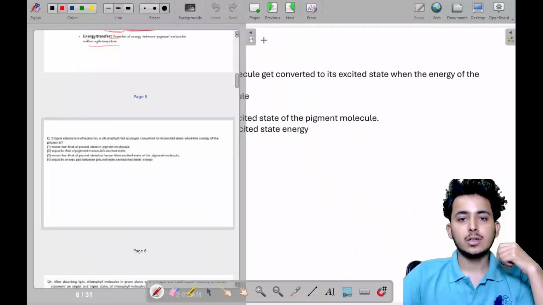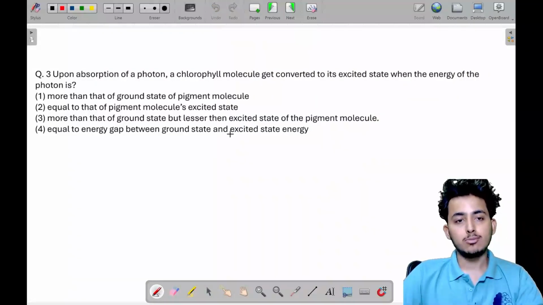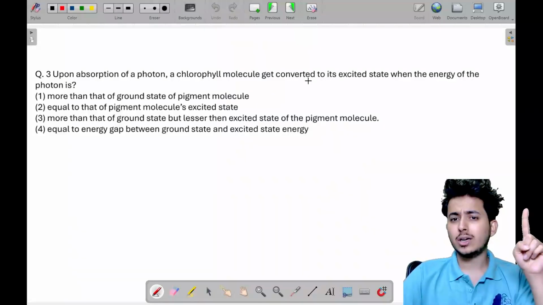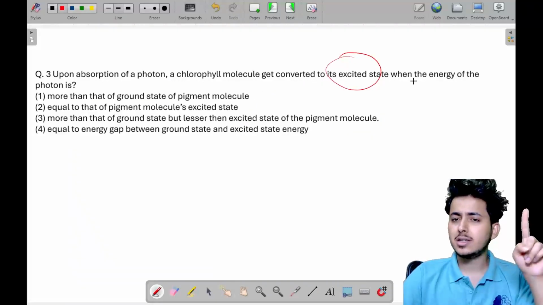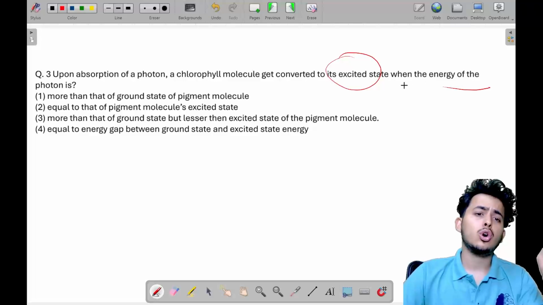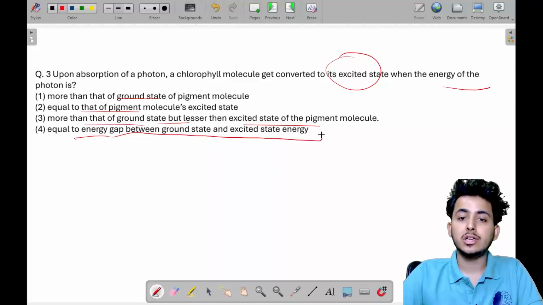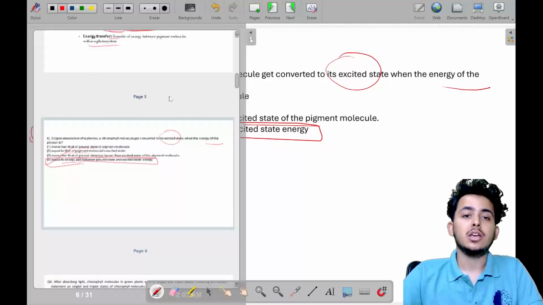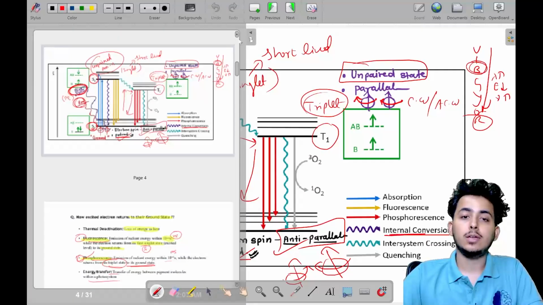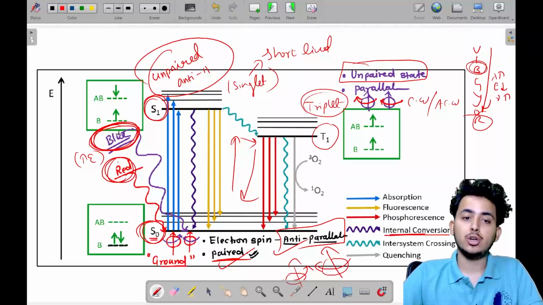If it is clear, we can solve a question. Upon absorption of a photon, a chlorophyll molecule gets converted to its excited state when the energy of the photon is more than that of the ground state but lesser than the excited state, or equal to the energy gap between the ground state and the excited energy state. This is the correct answer, because here you require a specific wavelength, specific light energy, red or blue.